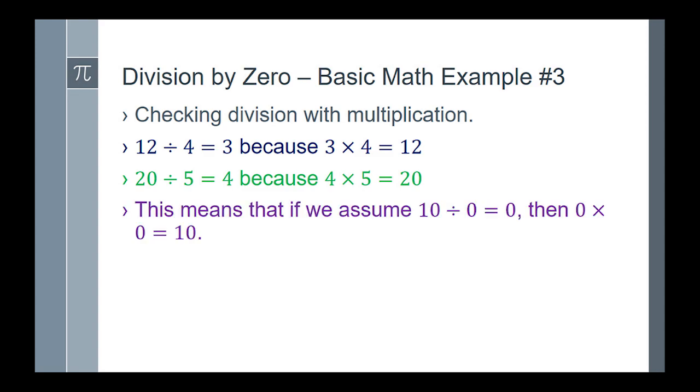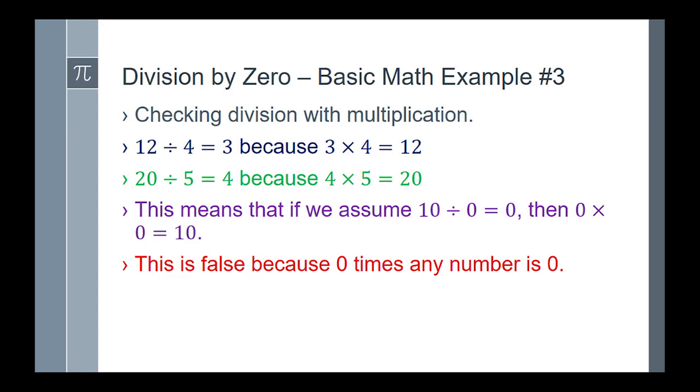So if we assume that 10 divided by 0 is 0, then that means 0 times 0 would give us 10. But we already know anything times 0 is equal to 0. So we can't define it this way using division, or using multiplication. And so we could substitute 10 in with any number here, and it's still not going to work.